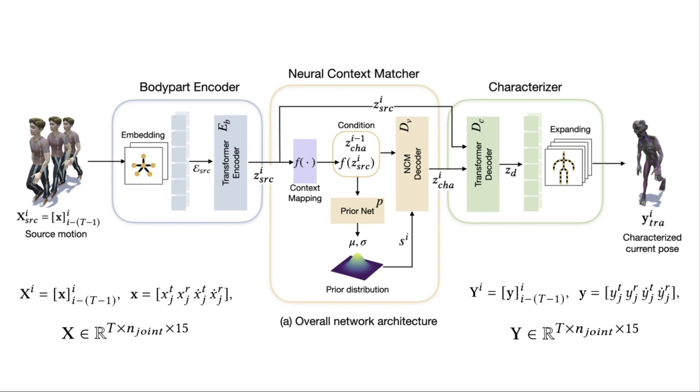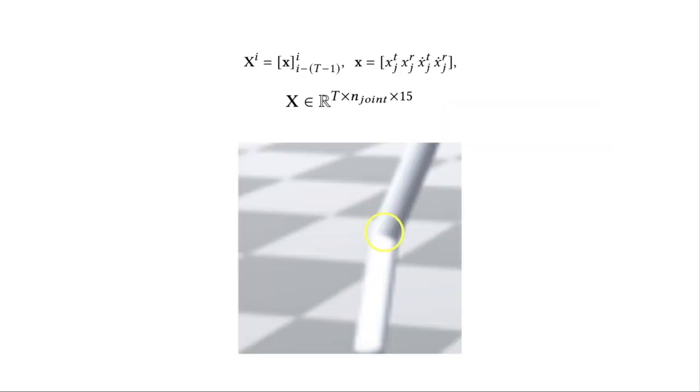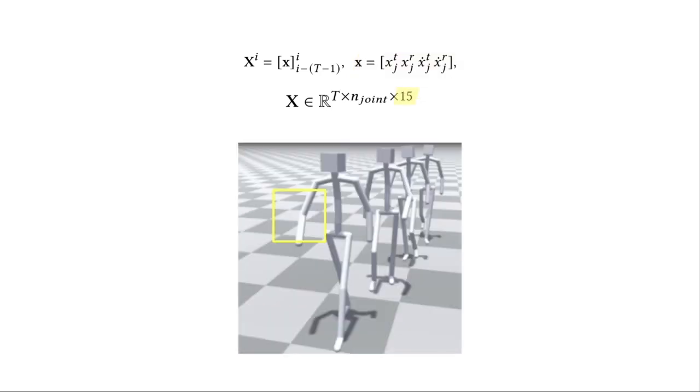MOCHA represents motion using a set of vectors. This is a picture of a right elbow of a figure in a certain frame. Here, the vectors xt, xr, and so on will each represent joint translations, joint rotations, joint linear velocities, and joint angular velocities, adding up to 15 in total.